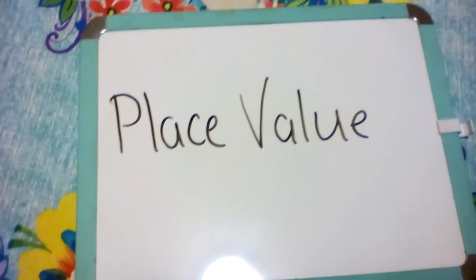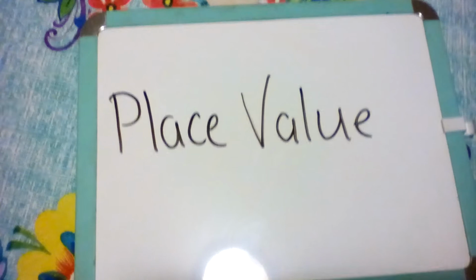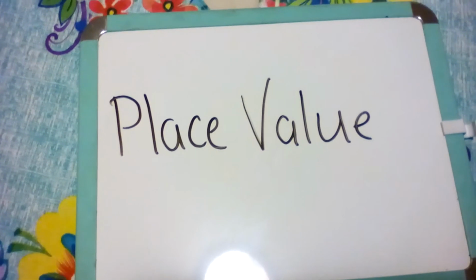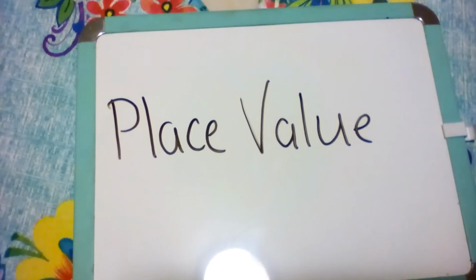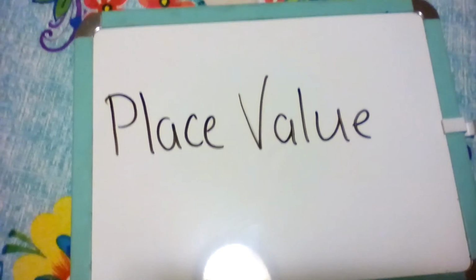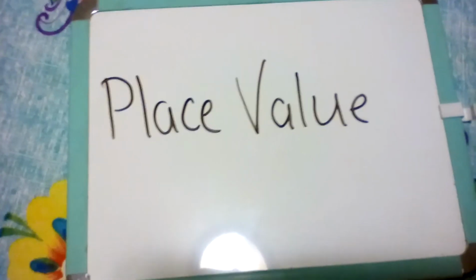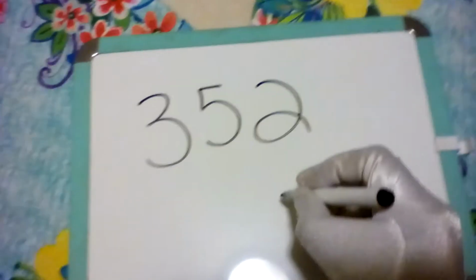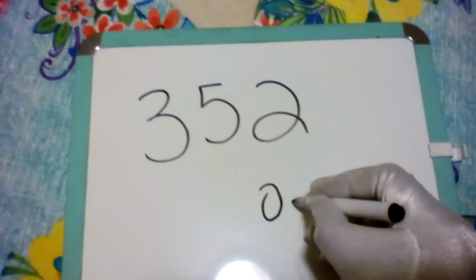Let's expand on that. So place value is the value of a digit, based on where it is placed in a number, okay? So let's look at that in an example. So we have the number 352. Now, we have three digits in this number. Remember, our digits are 0 to 9. So we have three of those digits in this number.